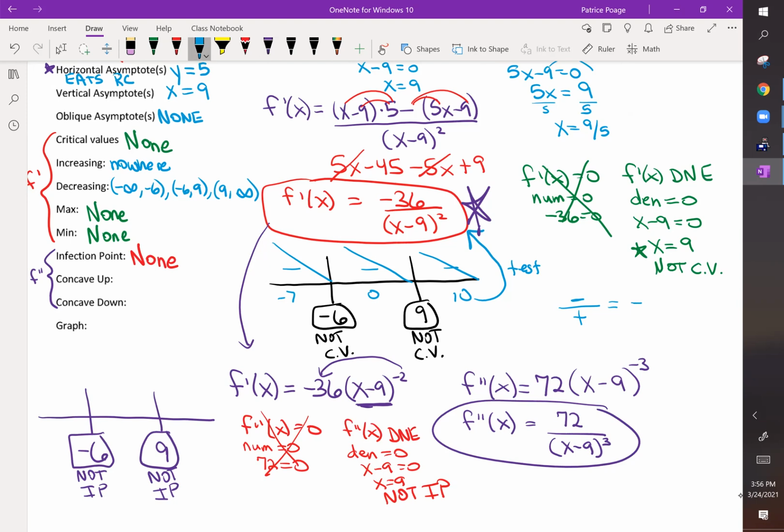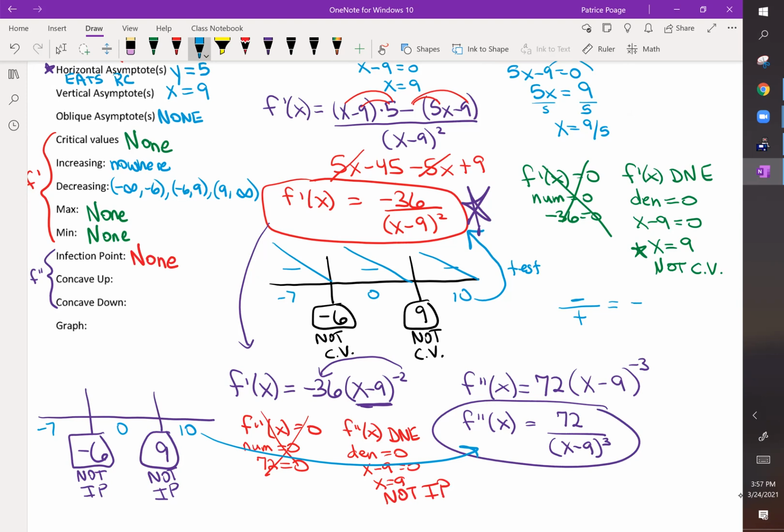Picking numbers to the left and right, I'd pick like -7, 0, and 10. And I want to plug these into my second derivative. And all I care about is, do they come out to be positive or negative? So you can use your table to do this if you would like. You can just do it by hand if you would like.